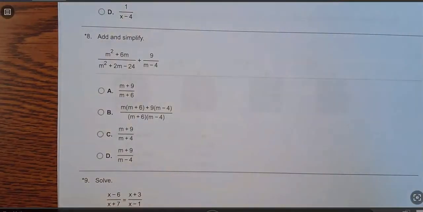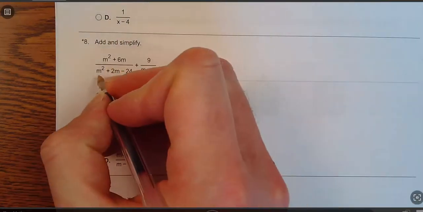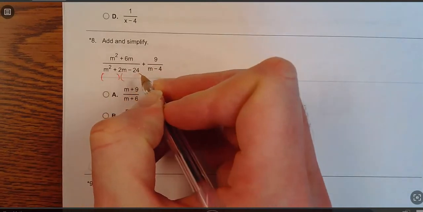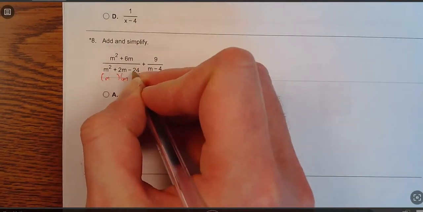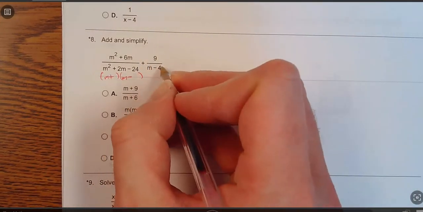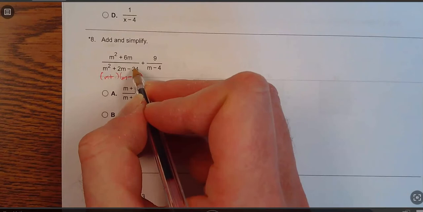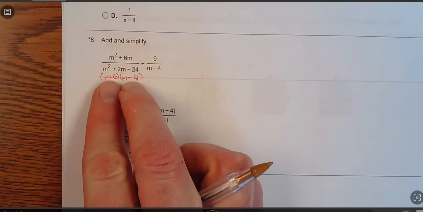Number 8 says add and simplify. So this one I do need common denominators before I add. Okay. So in order to do that, I need to factor the denominators to see what factors they have in common, and what I would need to multiply either one of them or both of them by so that they match. Okay. So this first one, if I factor this guy, let's see, has a negative product, that means it's plus, minus. I'm assuming one of them's 4. Okay, so I'm just going to give it a good guess. And then negative 4 times what equals negative 24? That's 6.